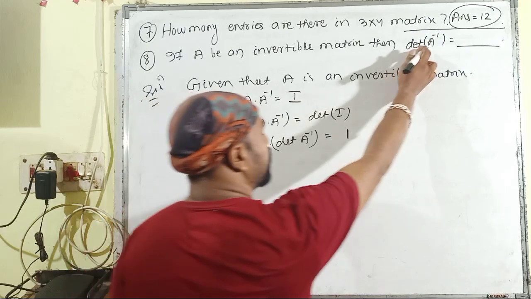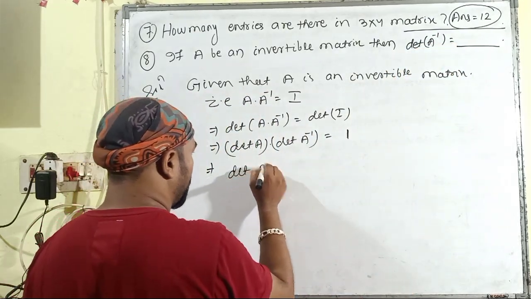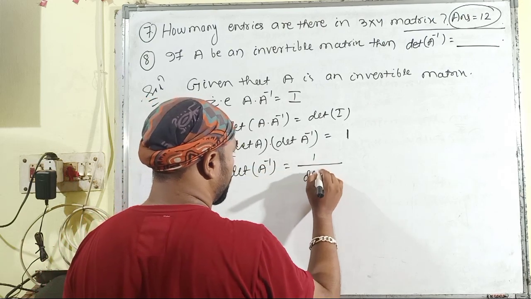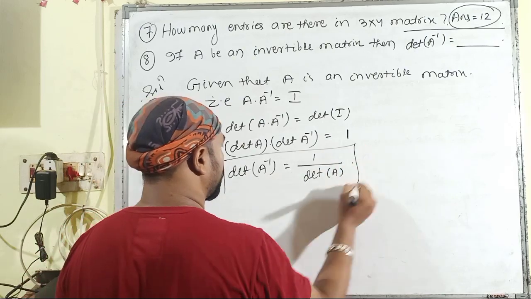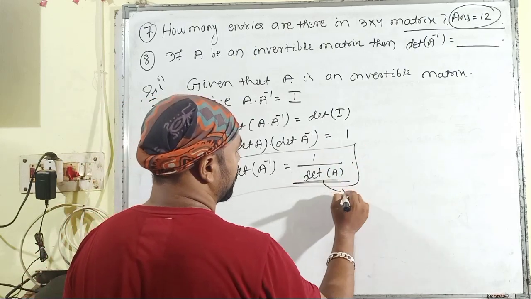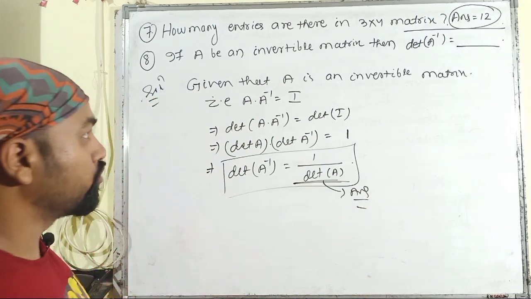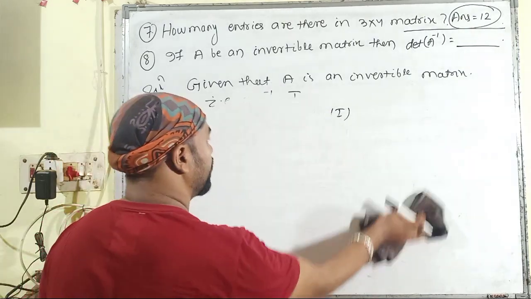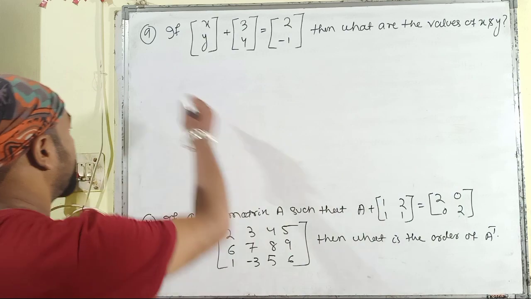Then we have to find out the determinant of A inverse. That means determinant of A inverse is equal to 1 divided by determinant of A. And here is the solution, and this is the answer for the problem number 8. Then moving towards the problem number 9. Let us solve the problem number 9.